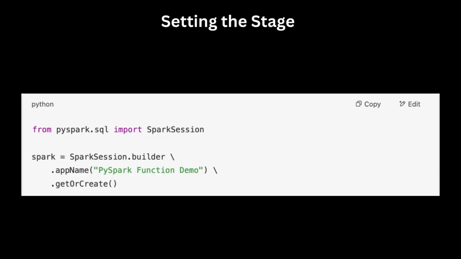Before we jump into the most useful functions in PySpark, let's make sure we have everything set up. First, PySpark needs a Spark session. Think of this as the starting point for every PySpark job. You can create it using the SparkSession builder like this. This single block of code initializes the Spark environment locally. You can give your app any name. Here we've called it PySpark Function Demo.